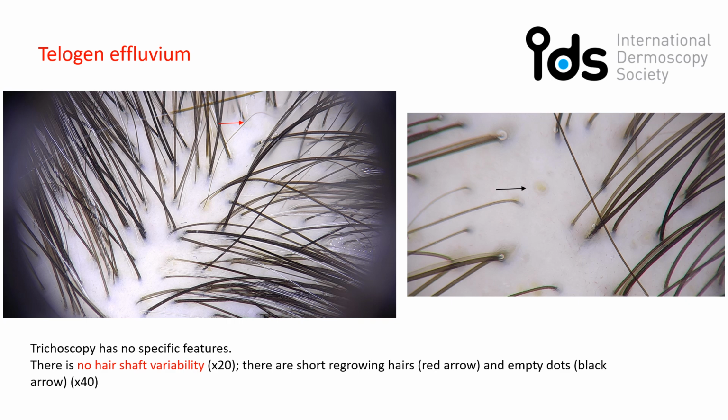What about Telogen effluvium? Telogen effluvium is very common in the hair practice. Usually patients have a full head of hair, but they're shedding more. You can see here on trichoscopy that we don't have specific features, but we don't see hair shaft variability. So the hairs look uniform, and they're organized in groups. We can see short regrowing hairs, and you can see some empty dots, which are actually the openings of the follicles without hair shafts.